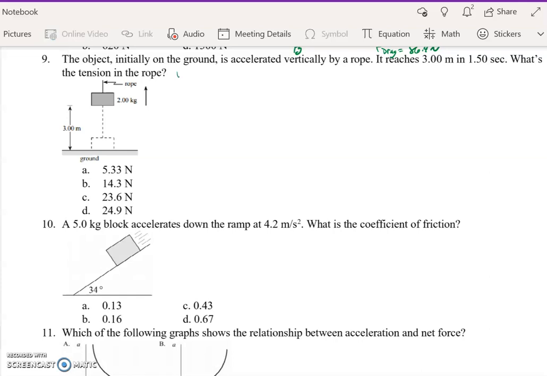So we're given that its initial velocity is 0. Its displacement upwards is 3 meters, and the time is 1.5 seconds. That's enough information for us to calculate the acceleration and then use net forces to find the tension in the rope.